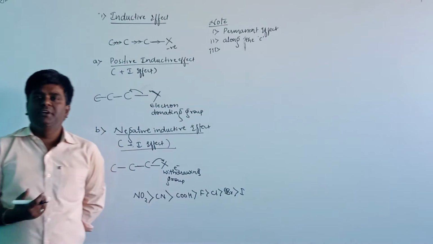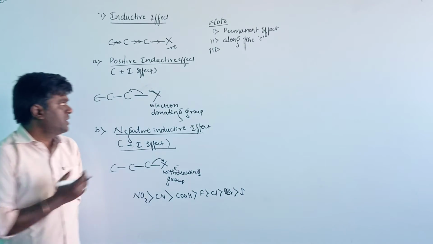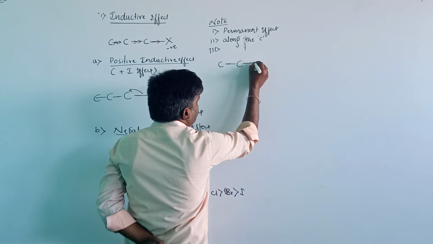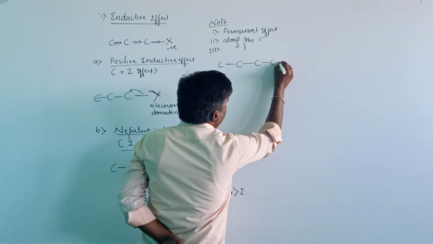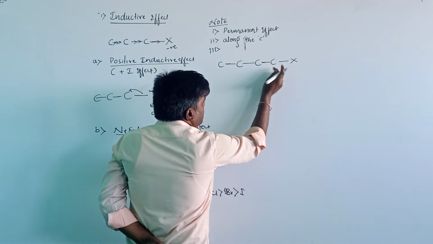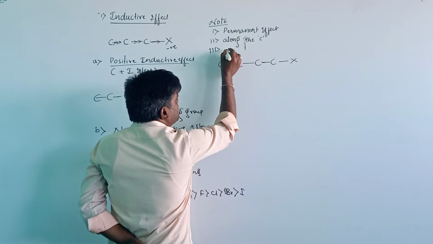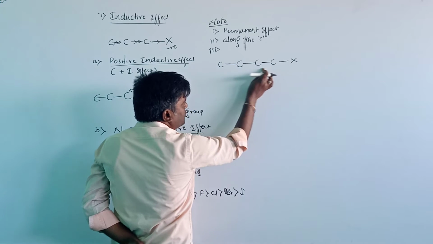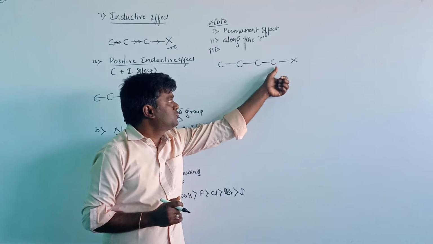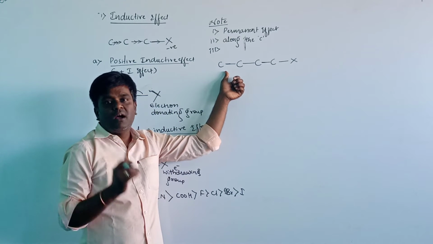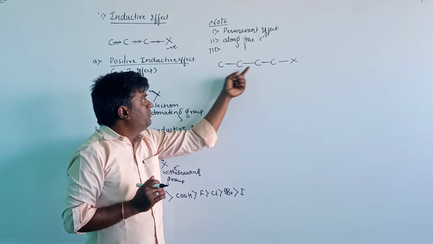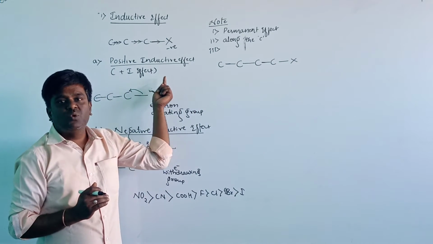Beyond the fourth carbon atom, we cannot see any inductive effect. Consider carbons 1, 2, 3 and 4. Here is the substituent group. First, when the distance from the substituent group increases, the I effect decreases. The distance from the substituent group increases, then the inductive effect decreases. And beyond the fourth carbon atom, there is no effect.